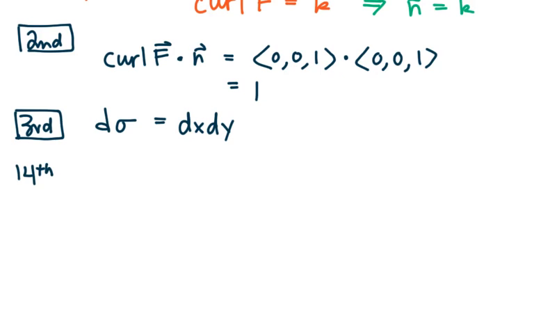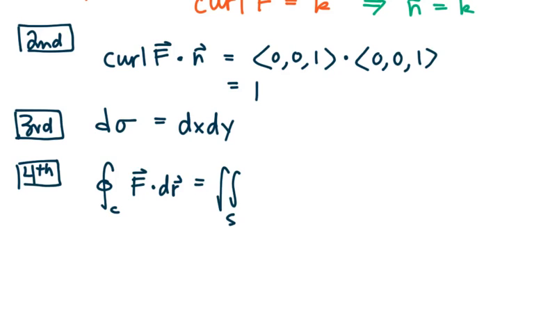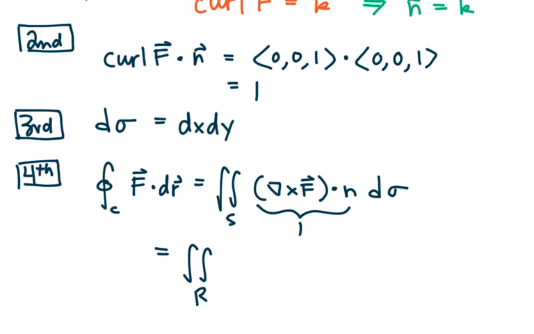So the last piece here is we will set this up. So my integral by Stokes' theorem, that is the path integral along the curve C of F dot dr, is by Stokes' theorem equal to the surface integral over the surface S of the curl of F, or del cross F, dotted with n. And we just calculated that. All of that is equal to 1, and then we have d sigma. So in this case, this is going to be the double integral over that region of just dx dy.